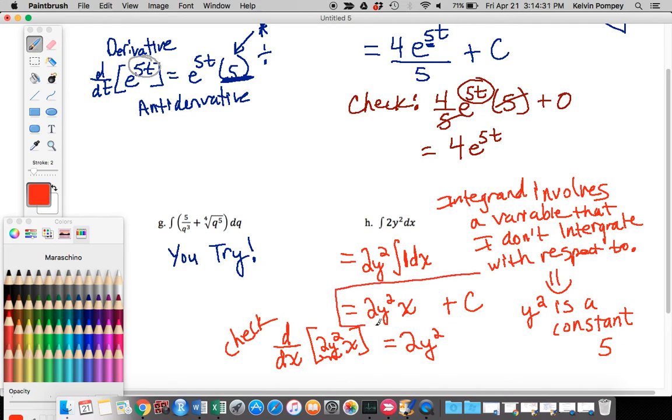This one's weird. If you ever get in the case where the variables inside of your integrand are not the variable you're taking your integral with respect to, then all of those variables are going to stay in your final answer. And you do the derivative as you normally would using the other rules. All right?